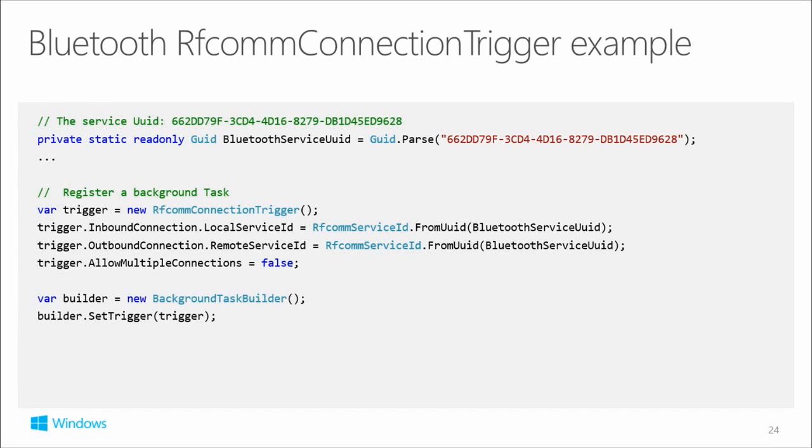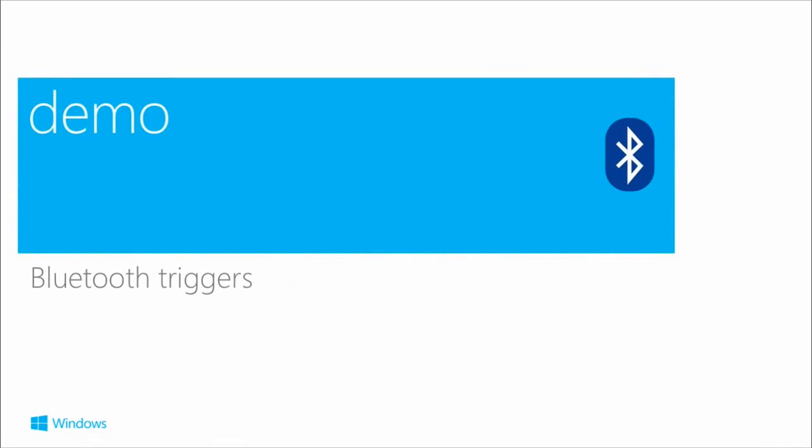Okay, so that's that. This is how you do an RFCOMM connection trigger. You new up the device, and then thereafter you need to have these Bluetooth service UUIDs. These are all fixed by the Bluetooth SIG. You then program up your RFCOMM connection trigger, and as with all the other background tasks, you have a background task builder, set the trigger to it, and now I'm going to show you a cool demo.